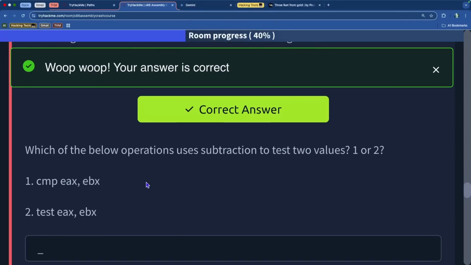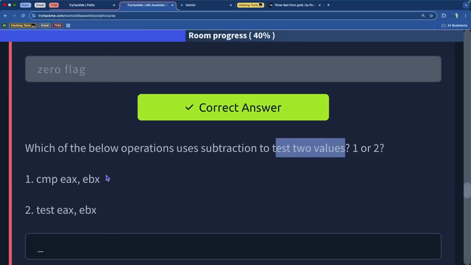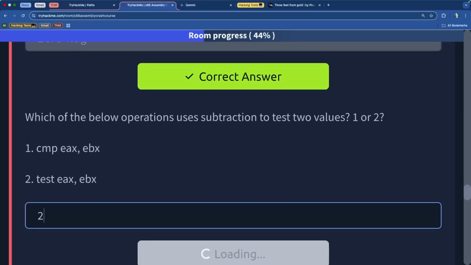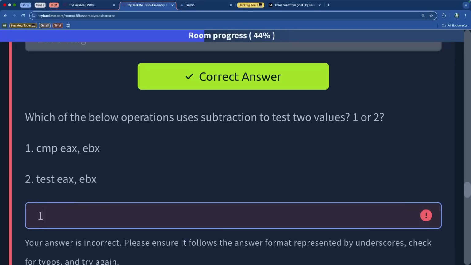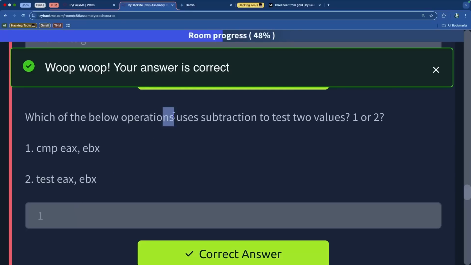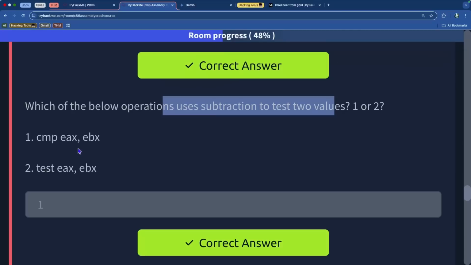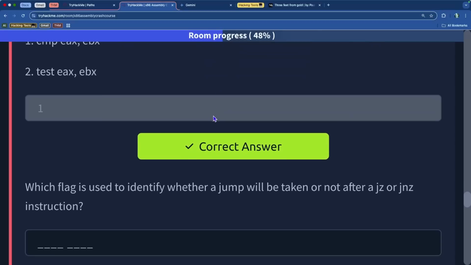Which of the below operations uses subtraction to test the two values, 1 or 2? So you have compare or you have test, and if I remember correctly, test uses subtraction. Compare just compares the values to each other. Oh, I'm wrong. So compare uses subtraction to test. Yeah, I'm sorry, my bad. That's my bad completely. I want to blame it on dyslexia, but I think it's because I didn't fully recall the data from those sets of instructions. Compare uses subtraction to test two values.